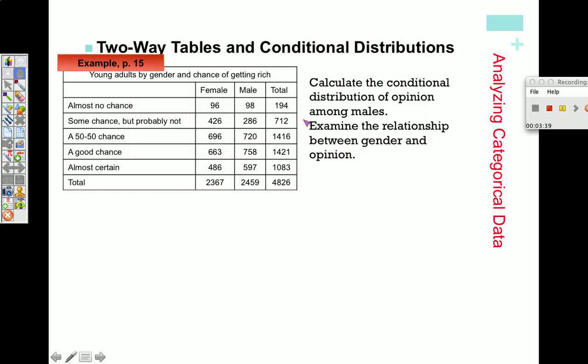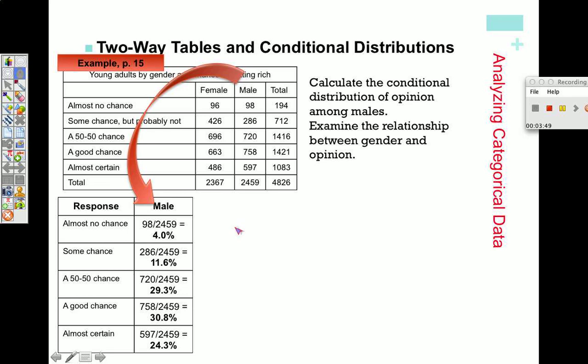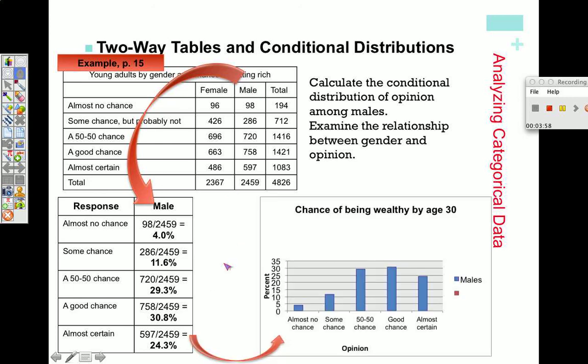So here we go. We're going to do a conditional distribution of the opinion in males, and we're going to examine the relationship between gender and opinion. So here's our conditional distribution. It's conditional because we're not using the totals anymore. We're only looking at males, which is a part of the whole. And there would be our conditional distribution, our bar graph.